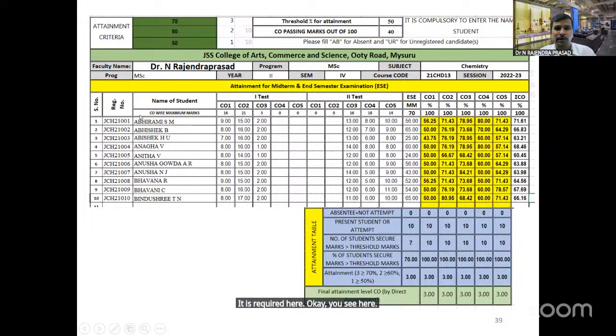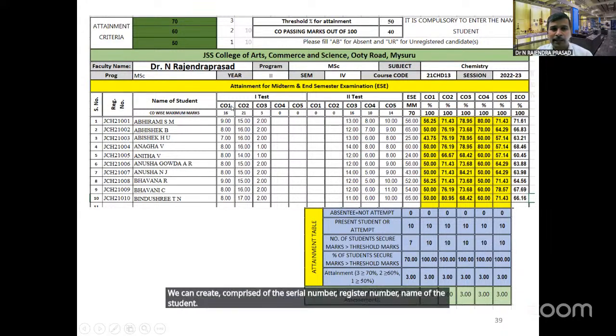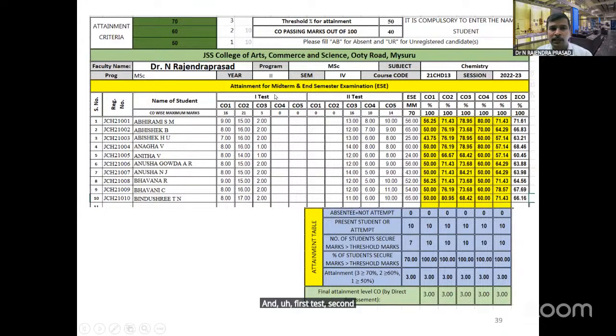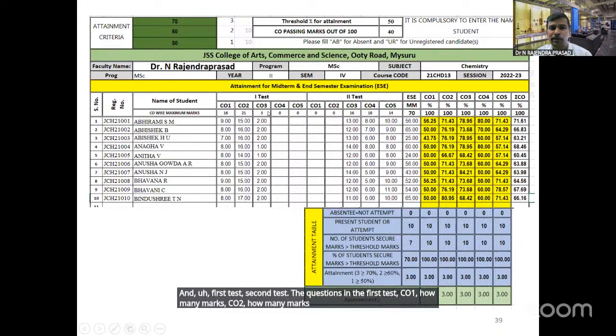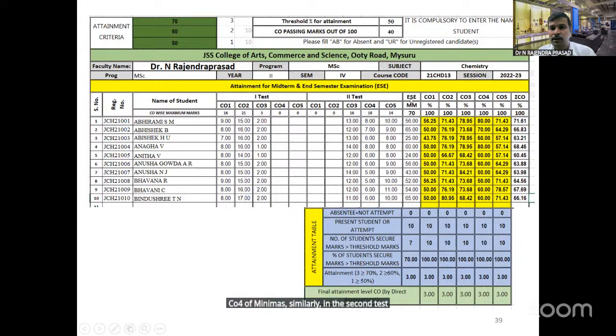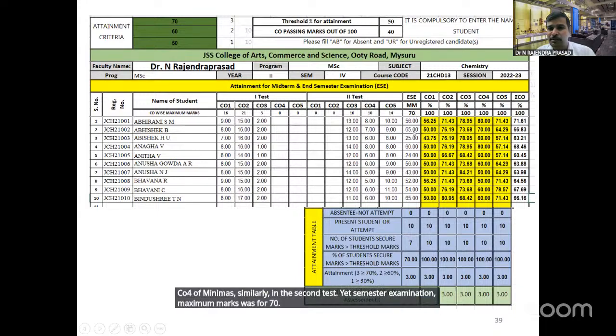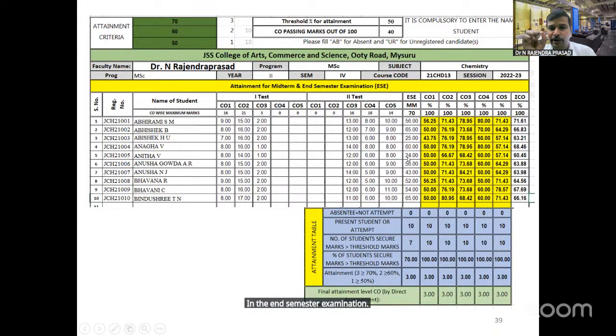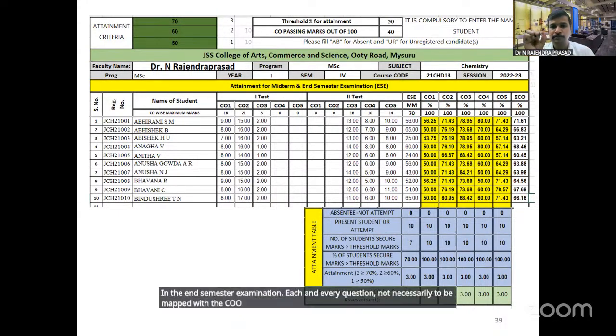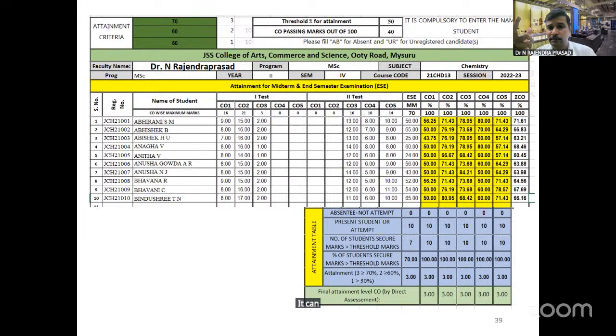A simple tabular column we can create, comprised of the serial number, register number, name of the student, and first test, second test, the questions in the first test, CO1, how many marks, CO2, how many marks, CO3, how many marks, CO4, how many marks. Similarly, in the second test, end semester examination, maximum marks was 70. In the end semester examination, each and every question is not necessarily to be mapped with the CO. It can be done, not necessary.